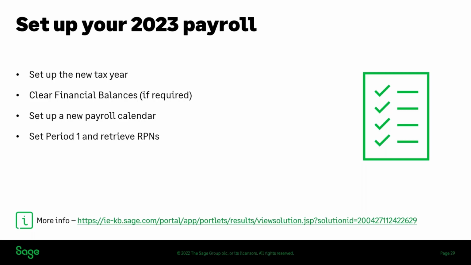Reminder on that one as well, if you do need to access any of those, you can by jumping into your 2022 program. We cleared our financial balances because our financial year was the same as the tax year. Again, this is only if that is the case. If not, you'll be doing that when your financial year comes to an end. We then set up a new payroll calendar. So we had a look at both monthly and weekly, and we set period 1 and retrieved our RPNs, which is the same process as you would throughout any period. So there's no difference to what you're normally used to in that sense.